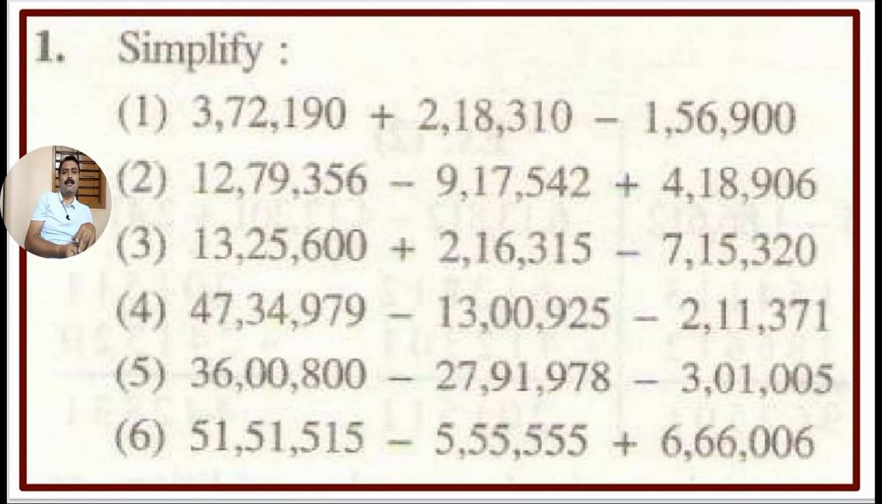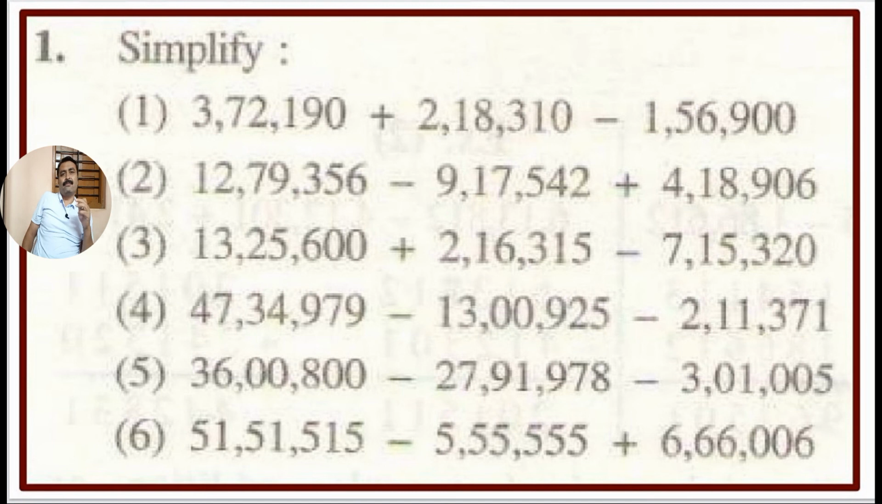Fourth example: 47,34,979 minus 13,925 minus 2,11,371. Fifth example: 36,800 minus 27,91,978 minus 3,01,005. And sixth example: 51,51,515 minus 5,55,555 plus 6,66,006. Now when you observe these six examples, some students got difficulty in the fourth and fifth examples.